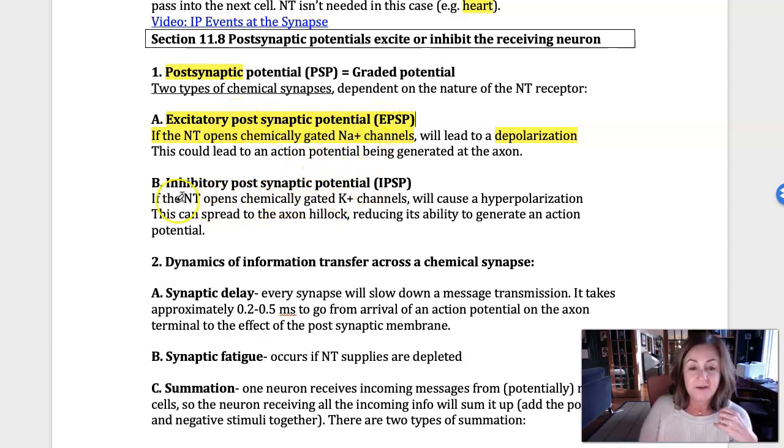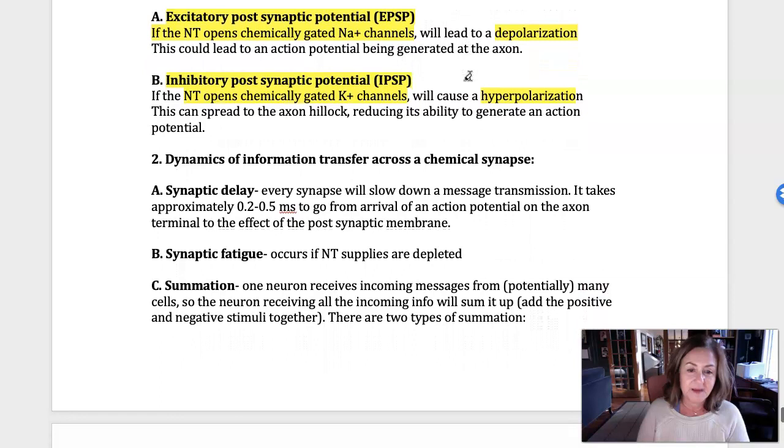If it opens chemically gated potassium channels, that will cause a hyperpolarization. That could also spread to the axon hillock, but it's going to spread a hyperpolarization, making it further away from threshold. And so that has an inhibitory effect, and we call that an inhibitory postsynaptic potential. Okay, so here we're just naming the type of effect. It's still a graded potential. We're literally back at the beginning of this note packet, talking about the exact same thing.